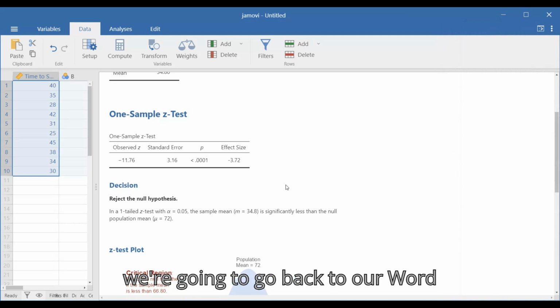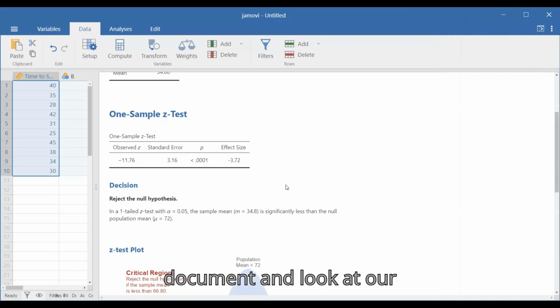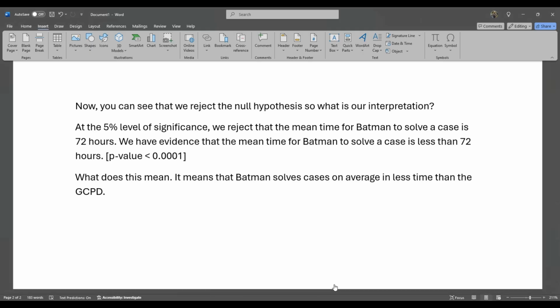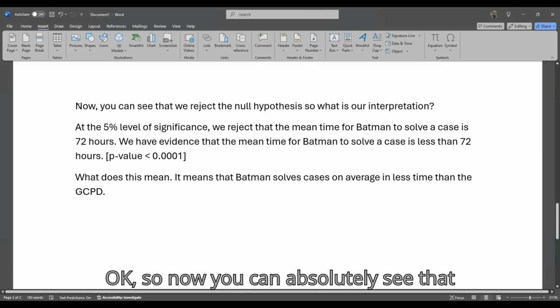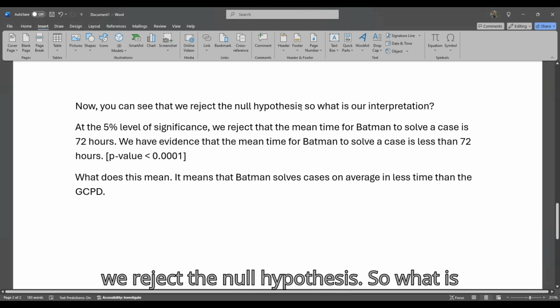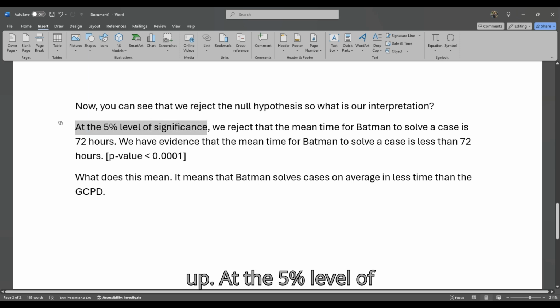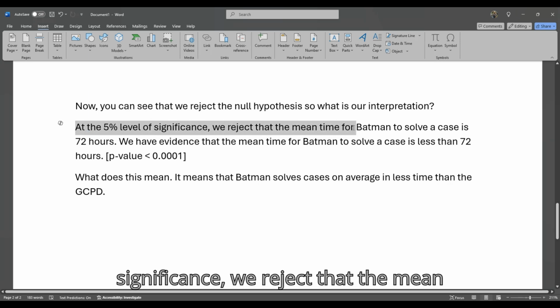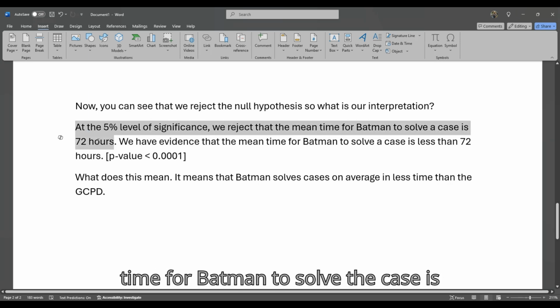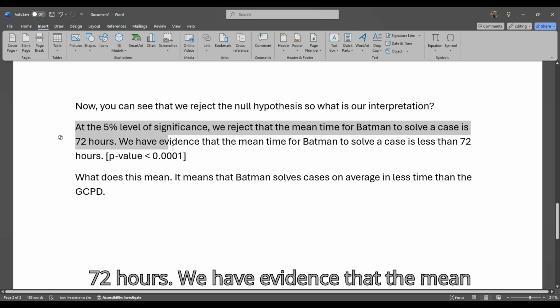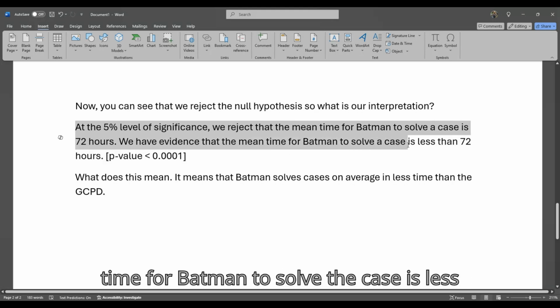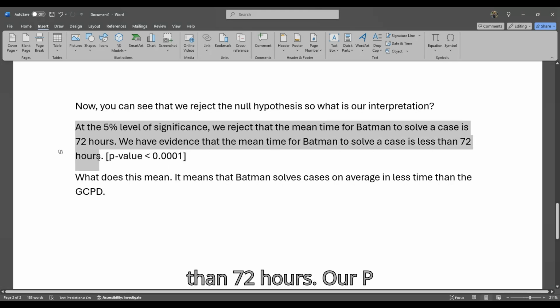All right, so now we're going to go back to our Word document and look at our interpretation. Okay, so now you can absolutely see that we reject the null hypothesis. So what is our interpretation? This is a very common way of writing this up. At the 5% level of significance, we reject that the mean time for Batman to solve a case is 72 hours. We have evidence that the mean time for Batman to solve a case is less than 72 hours.